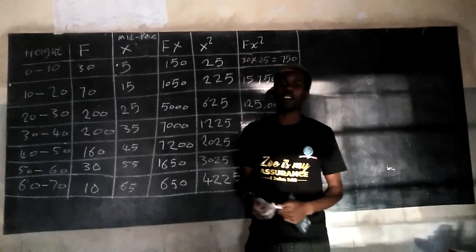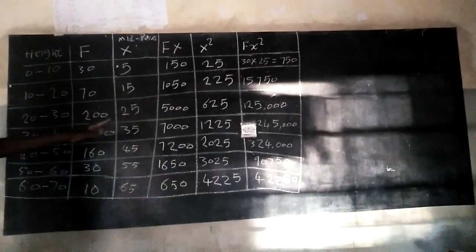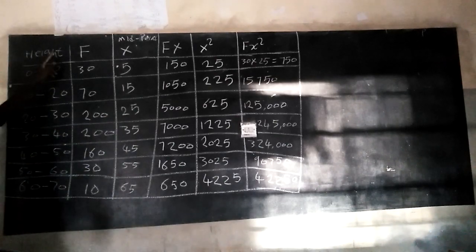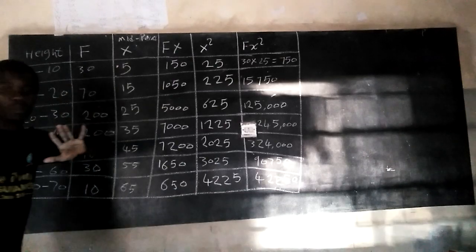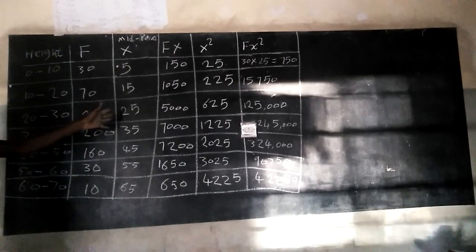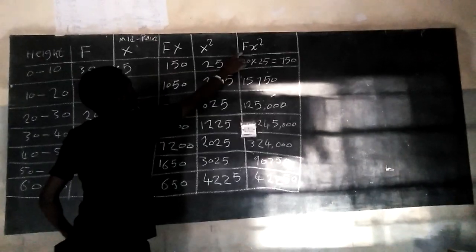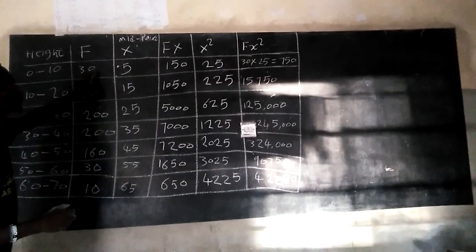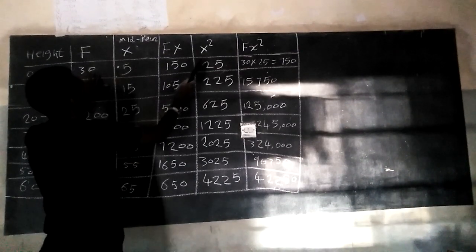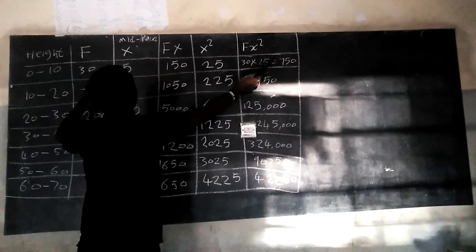Now we've filled in the boxes: 1, 2, 3, 4, 5, 6. These are the things that you're supposed to remember. The last one is fx squared. F is this one and x squared is this one. So 30 times 25, you're going to have 750.